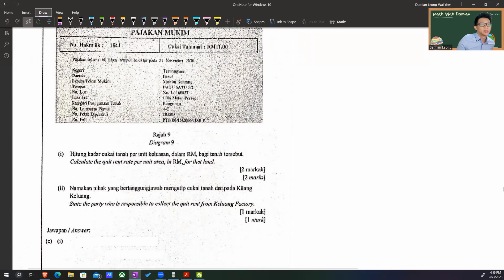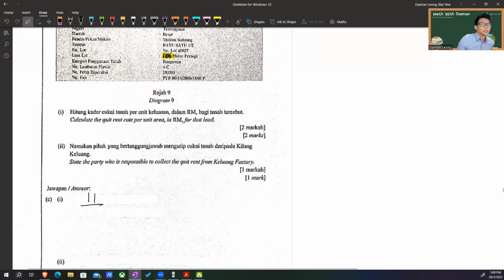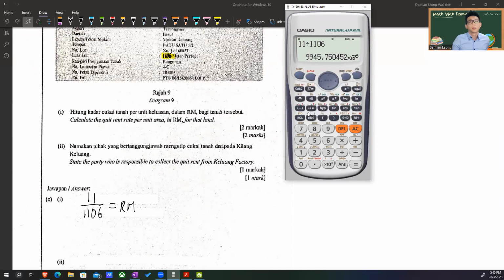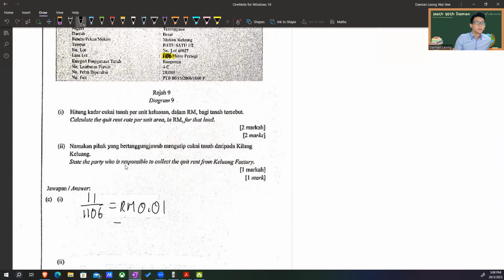So the quit rent per year is 11 ringgit. It's a bit unclear, it's 1106 meters square. So I want per unit area, means per meter square. 11 ringgit divide 1106 meters square. 11 divide 1106, so it's basically 0.0099, means 0.01. Yeah, means 1 cent.